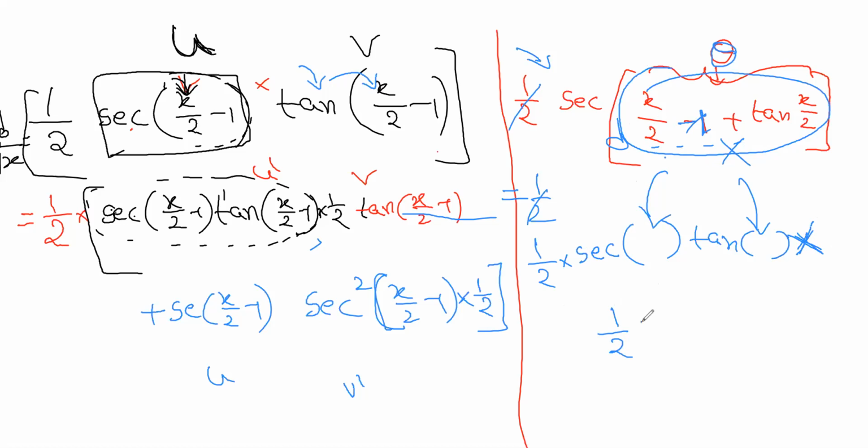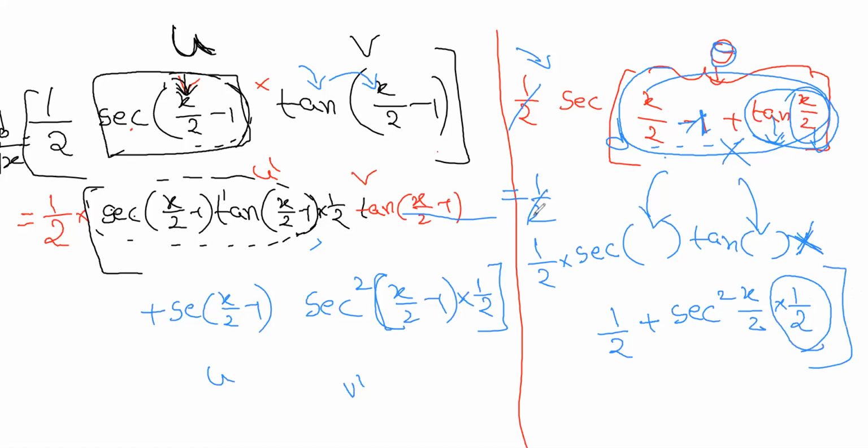secant square of x by 2, plus secant square of x by 2. That's it. In tan x by 2 also we have two functions. Tan x by 2 is secant square x by 2, then the differentiation of x by 2 is again 1 by 2. You have to see all the functions which are inside also. This is the differentiation for this.